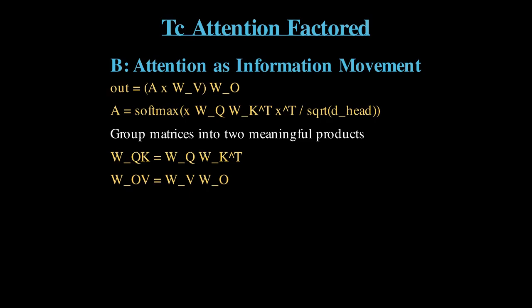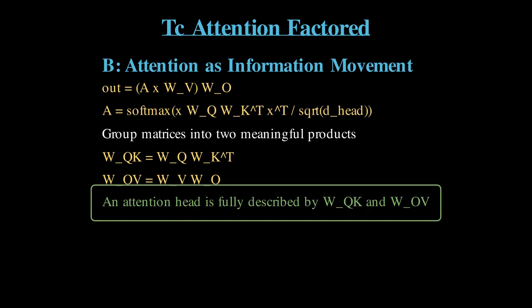And here's the crucial claim: an attention head is fully described by these two matrices. The individual matrices are not identifiable. You can't learn about W_V or W_O alone, only their product matters. So let's break down these two new objects.